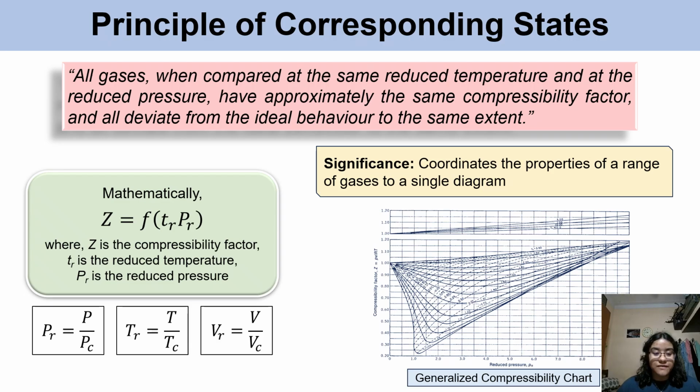The significance of this principle is that it enables one to coordinate the properties of a range of gases to a single diagram such as the generalized compressibility chart. The generalized compressibility chart is constructed based on the principle of corresponding states. On these charts, the compressibility factor Z is plotted as a function of reduced temperature and reduced pressure. Thus, these provide one of the best means of expressing the deviation from ideal behavior. When a precise equation of state is not available, these charts provide a convenient method for the evaluation of the compressibility factor.